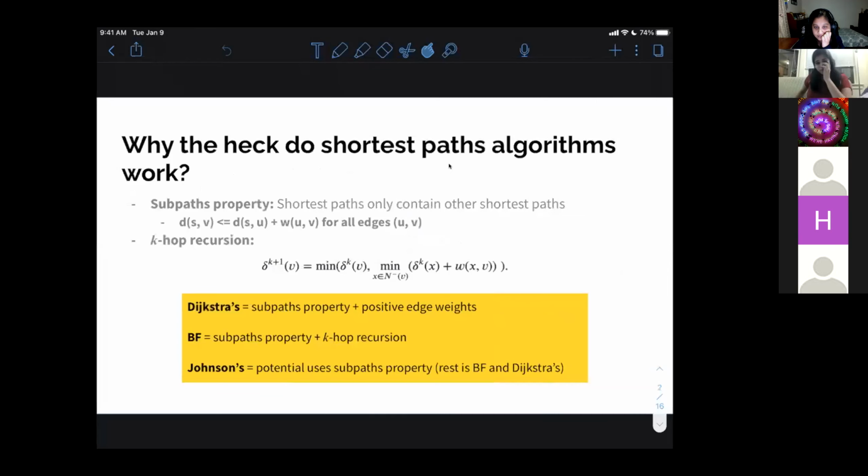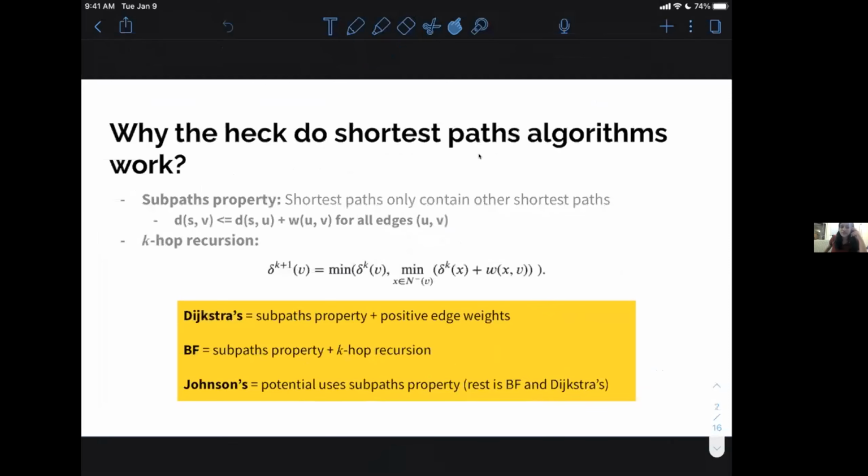Cool. So before I talk about the algorithms, I think it's important to do a quick refresher of why the shortest paths algorithms that we talked about actually work. It basically comes down to two main lemmas, statements that we use in these algorithms. The first one is the subpaths property, and this I think is used in basically every single shortest paths algorithm. All it's saying is that any path which is a shortest path can only contain other shortest paths.